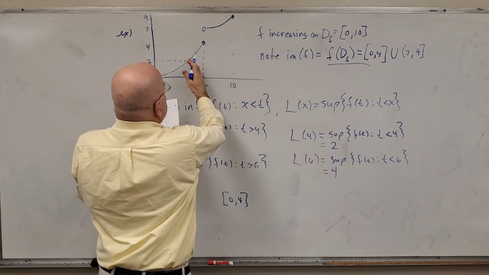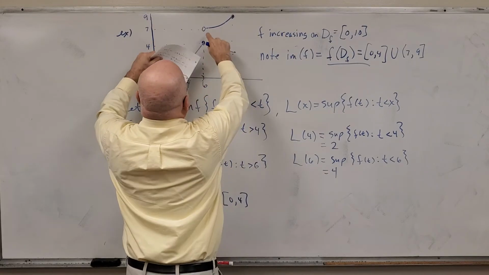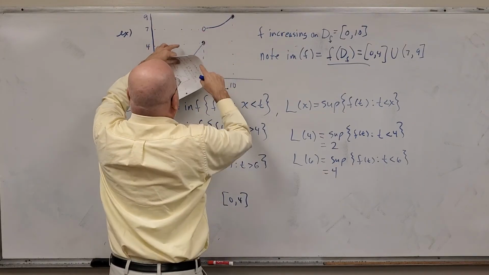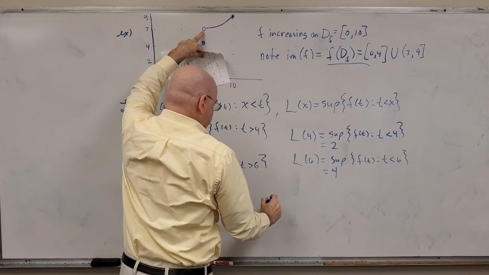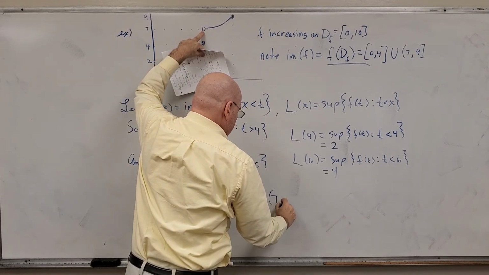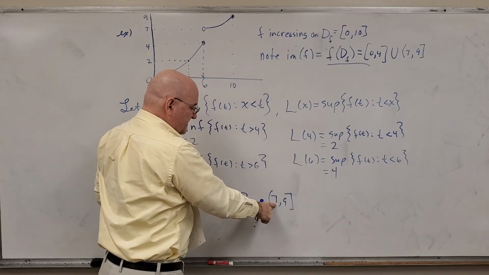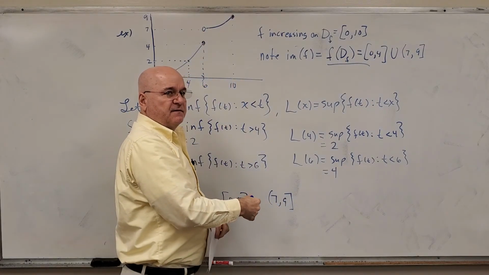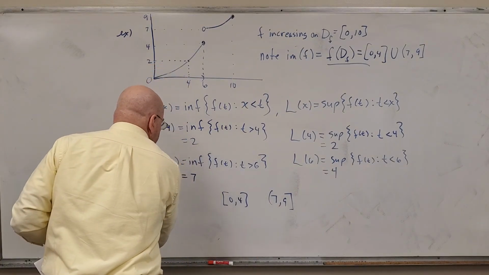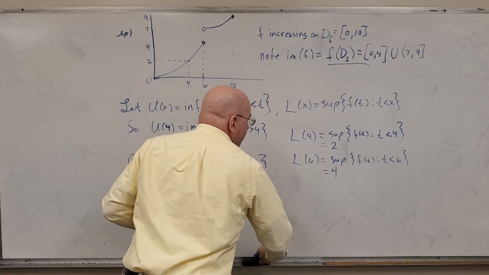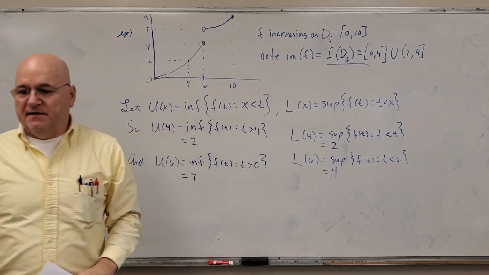If you're looking to the right of 6, the values it takes on are from 7, not including 7, up to 9. The infimum of this set is the number 7, the greatest lower bound. Okay? And we'll use these in the lemma and the theorem to follow.